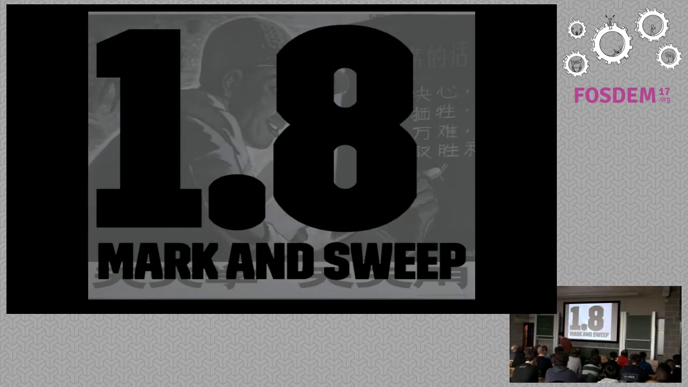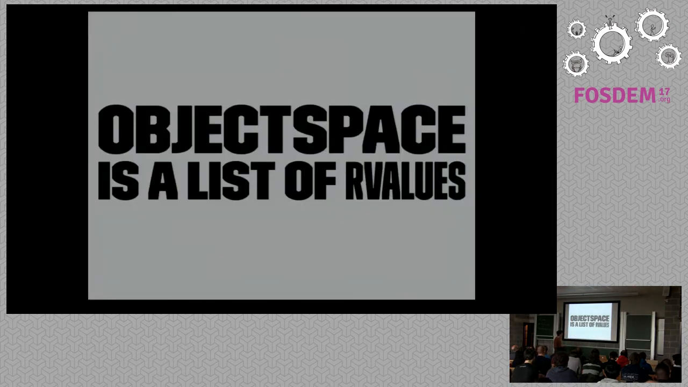So let's start with 1.8. This 1.8, and as far as I know from Ruby's inception, employed a mark and sweep garbage collection algorithm. This is really the simplest possible garbage collection algorithm that you can have. So to talk about how mark and sweep works, I need to explain to you how Ruby organizes its memory.